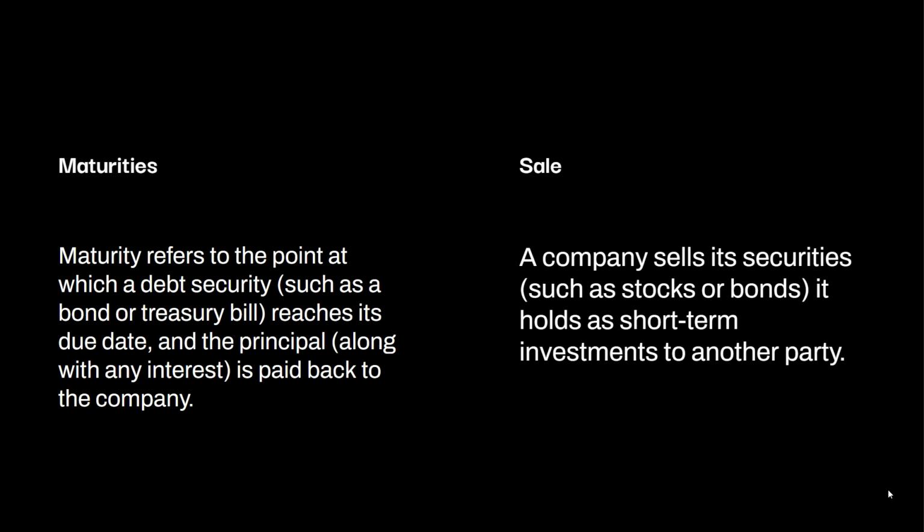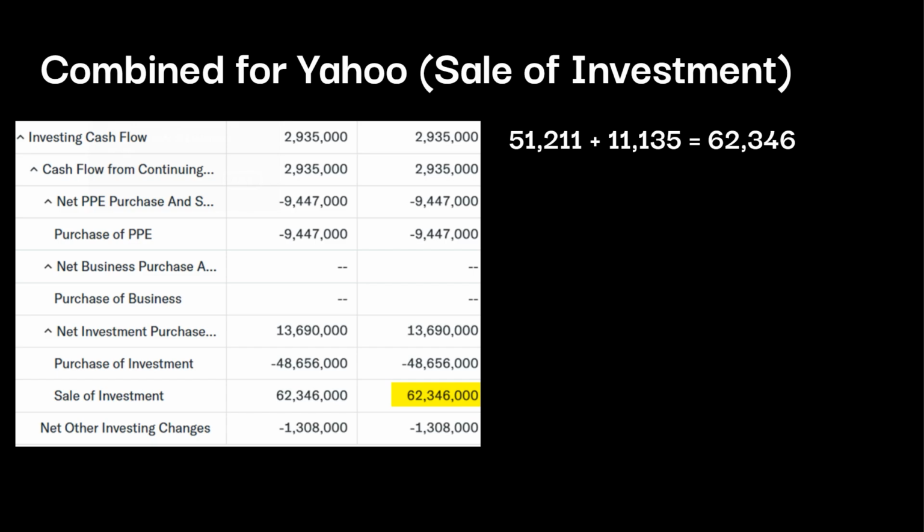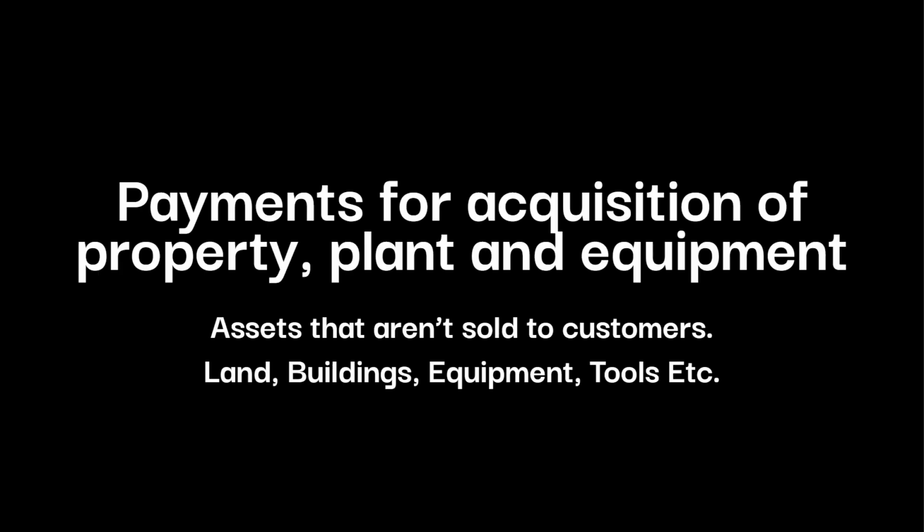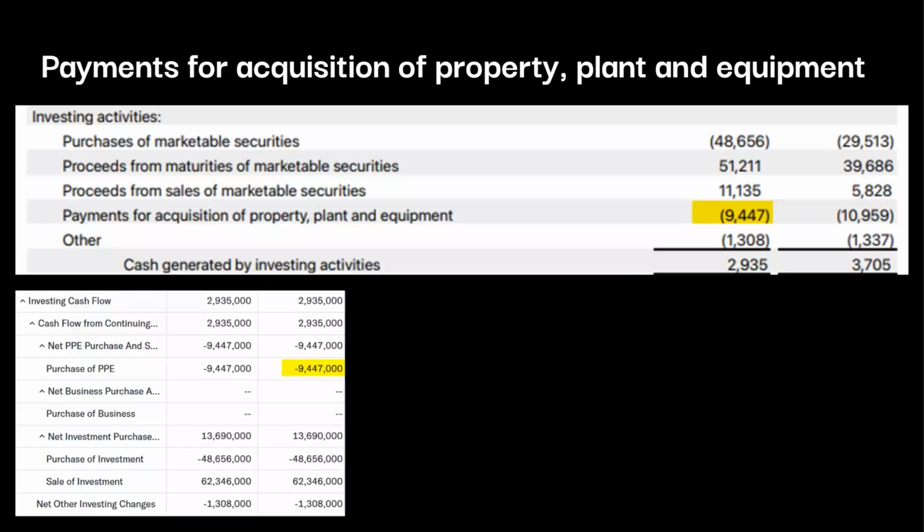Similar, but different at the same time. And you can see that this is combined for Yahoo, right? So if you add 51,211 plus 11,135, you get 62,346, and that is under sale of investment. All right, payments for acquisitions of property, plant, and equipment, right? These are assets that aren't sold to customers: land, building, equipment, tools, etc. And you can see 9447 present on both of these, also abbreviated quite a bit as PPE.